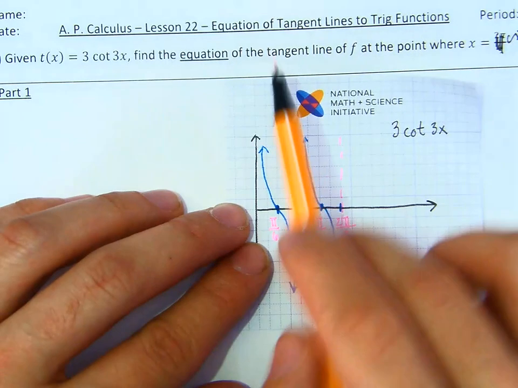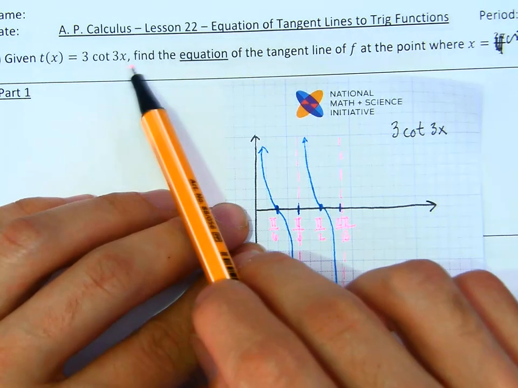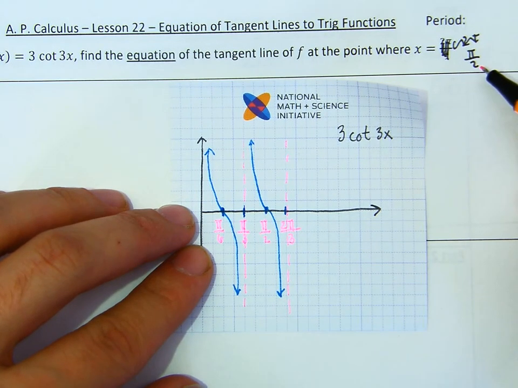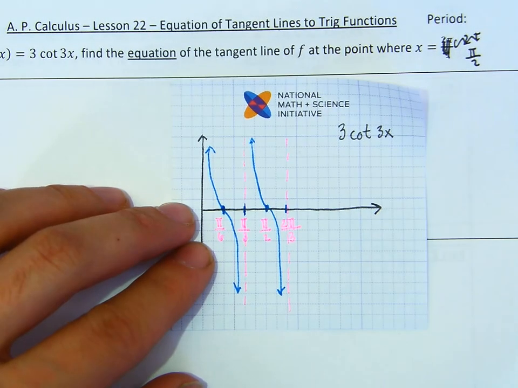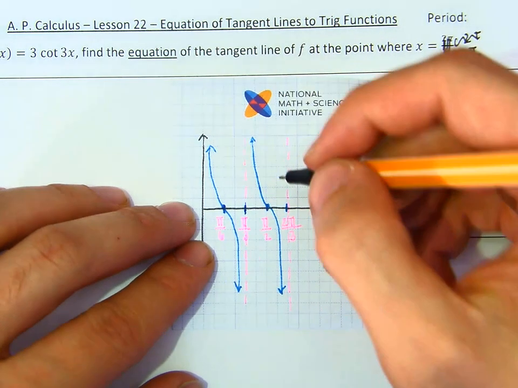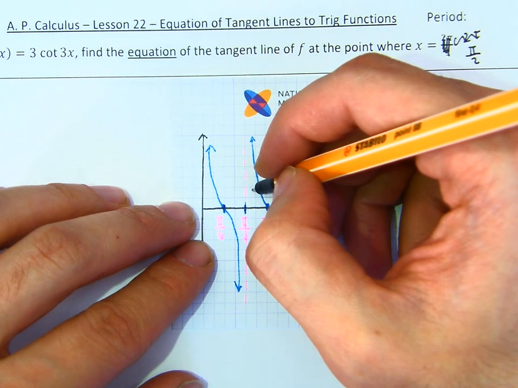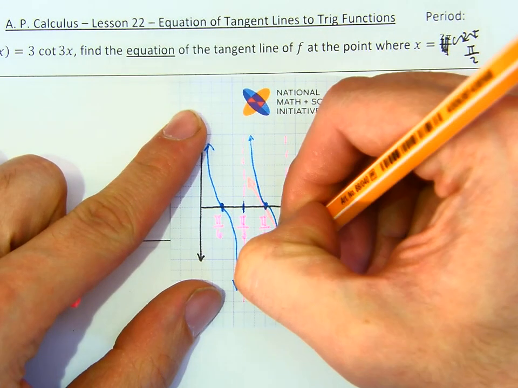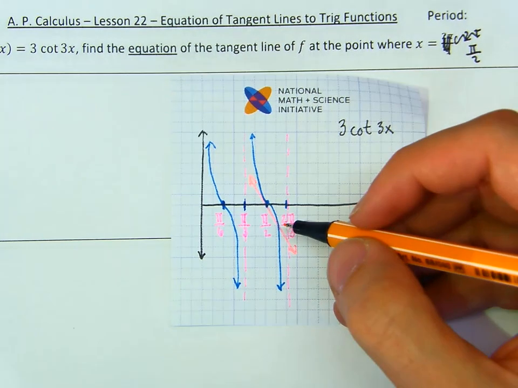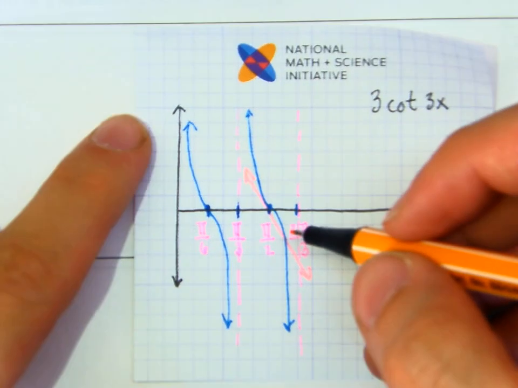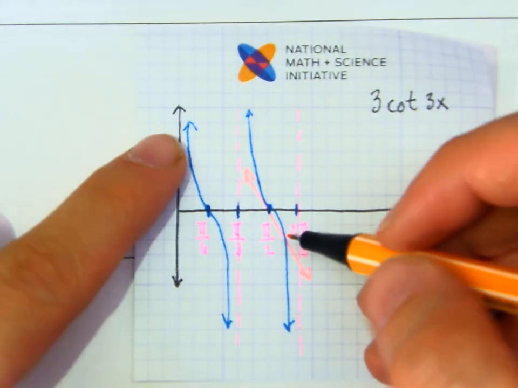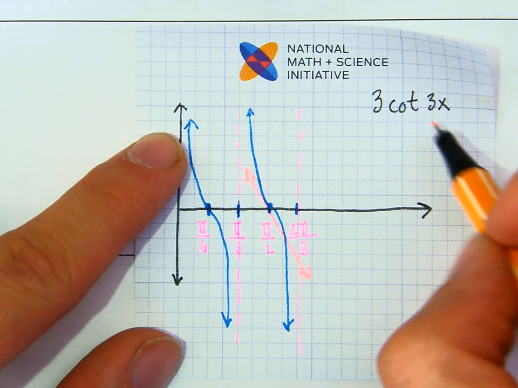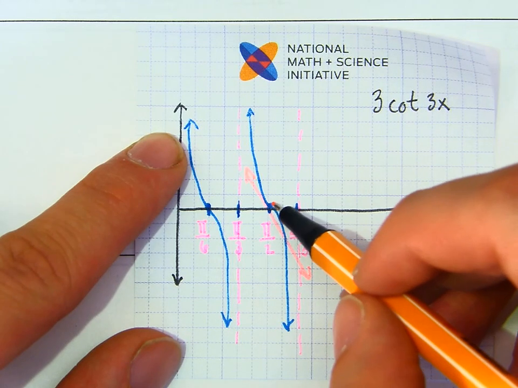But the idea of the question doesn't change because it's saying, you have this graph, and what is the tangent line at this point? And it's at the point pi over 2. So notice that if I have this graph, the tangent line looks something like this, right? That's the tangent line. So what we want to do is find the equation of this tangent line at pi over 2 for the graph of 3 cotangent 3x, okay? That's the general idea.